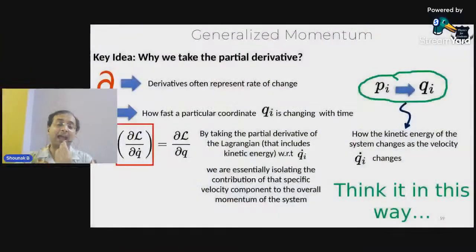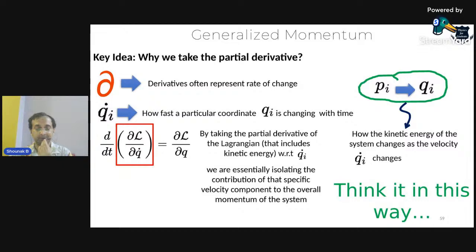So what do we need to do? We have to take partial derivatives. For example, if we take the generalized momentum p_i associated with the coordinate q_i, it is related to how the kinetic energy of the system changes as the velocity changes. By taking the partial derivative of the Lagrangian, which includes kinetic and potential energy, with respect to q_i dot, we are essentially isolating the contribution of that specific velocity component to the overall momentum of the system.